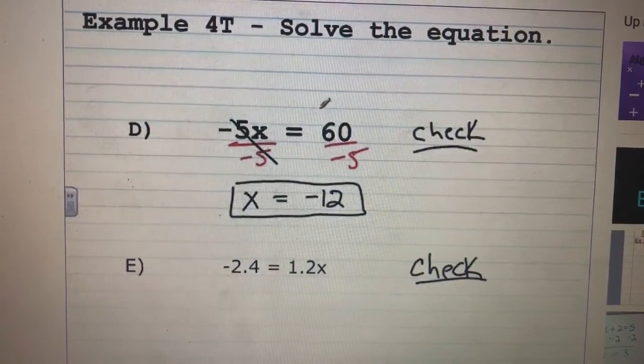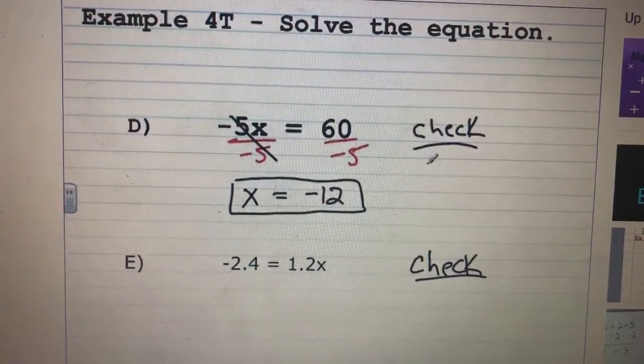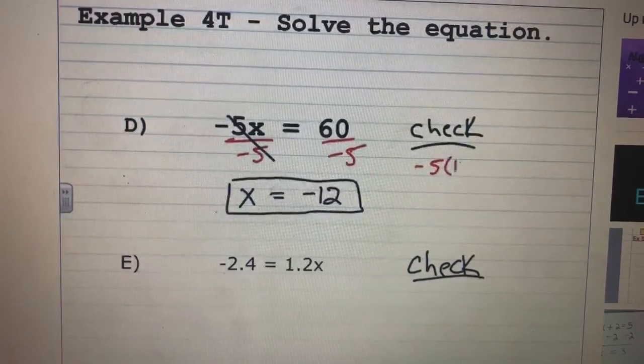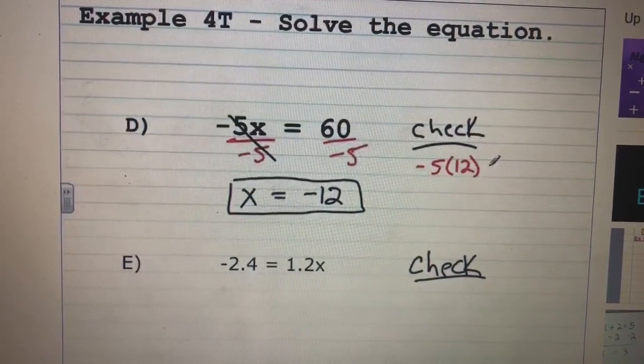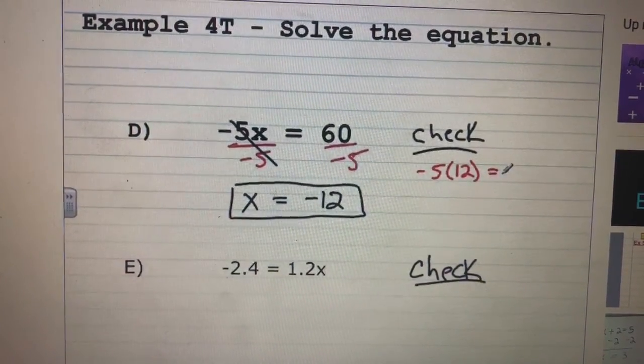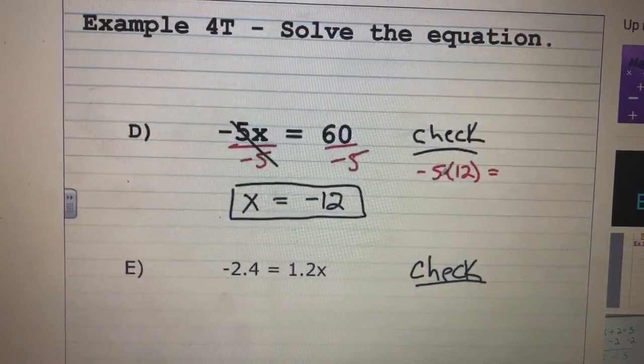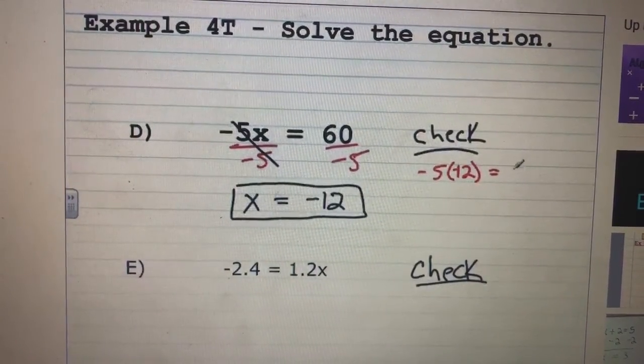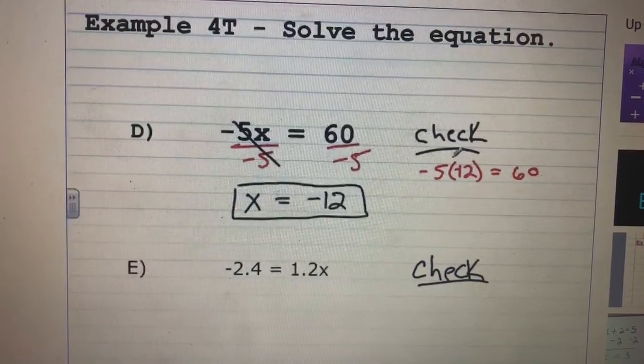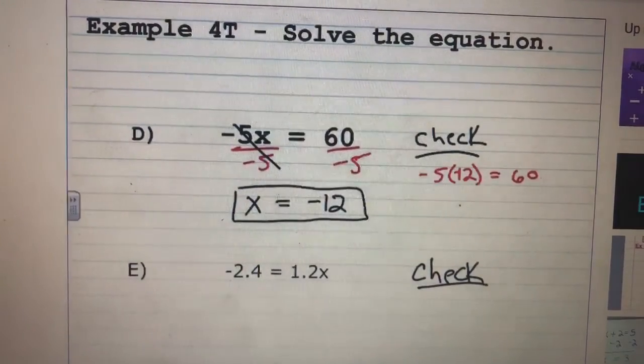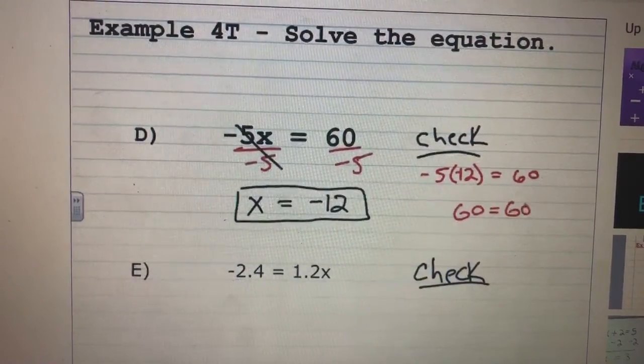You have to substitute it into the original equation to check. So that'll give us -5 times -12. It's supposed to be equal to 60. And in fact, it is. It should be a pretty basic multiplication fact. So our solution does check.